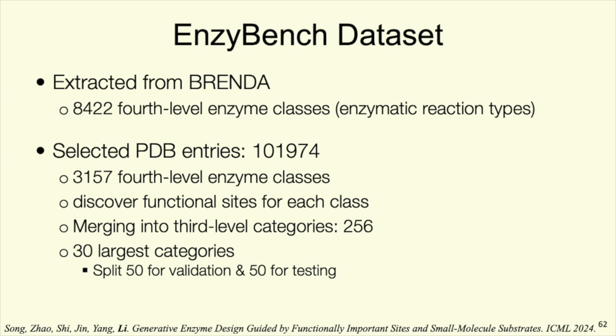To train the model, we also build a data set called EnzymeBench. It includes 100,000 proteins from the Protein Data Bank. It corresponds to 3,000 enzyme categories, fourth level categories. So it's pretty comprehensive. Of course, the whole data set actually contains 8,000, but we eliminate those categories with too few enzymes in them during training, but it doesn't matter too much.